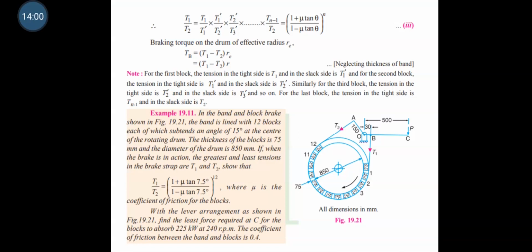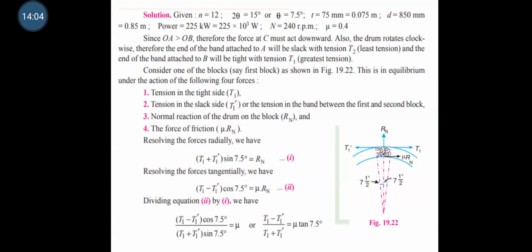So the solution: first you have to write the given details. What are the details given in the question? Number of blocks 12, 2 theta is equal to 15 degree, theta is equal to 7.5 degree, small t is 75 mm and small d is 850 mm, power 225 kilowatt, speed N 240 rpm, mu 0.4.